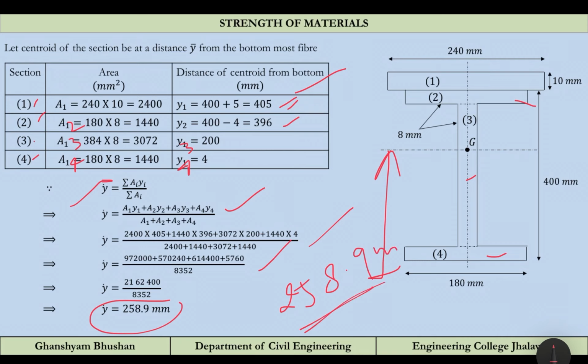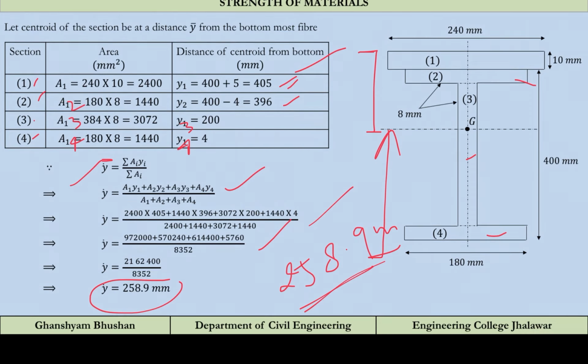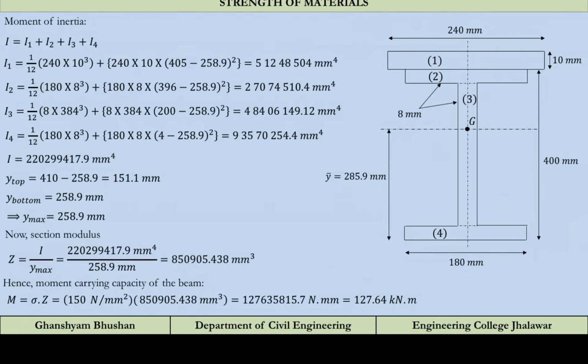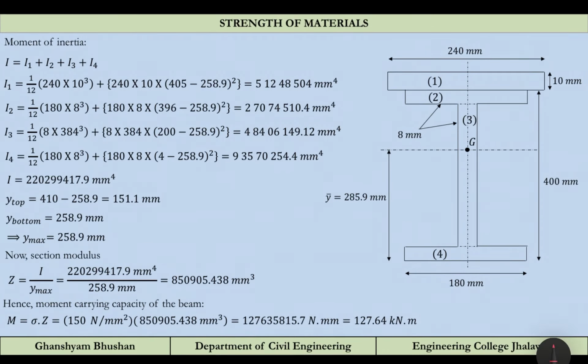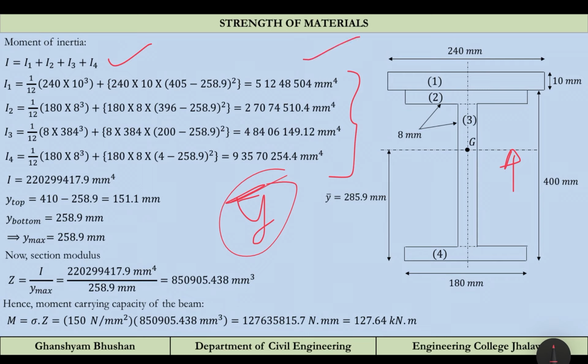Now we have to check which is the farther end, that we are going to see. The second part of this problem: first we have calculated y bar. Now, using this y bar, we have to calculate the moment of inertia. So the total moment of inertia will be the summation of I1 plus I2 plus I3 plus I4 with respect to this line, the centroidal line. First I am just explaining one, and the others are the same.